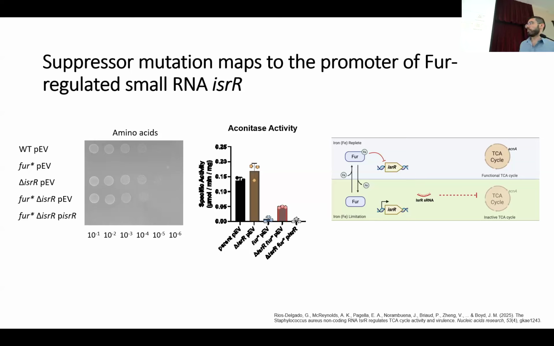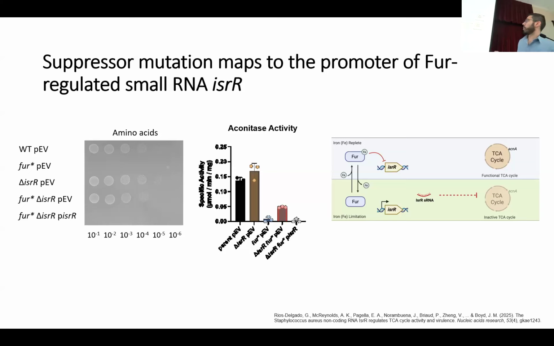As you can see, we already know that the FIR mutant lacks any aconitase activity, but if you take away IsrR, then we see a partial restoration of aconitase activity. All this suggesting that maybe this IsrR gene, when expressed in the absence of FIR, was somehow targeting the TCA cycle. Additionally, I don't show it here, but we do show that IsrR is indeed regulated by FIR. So if you don't have FIR, then this gene is going to be expressed.